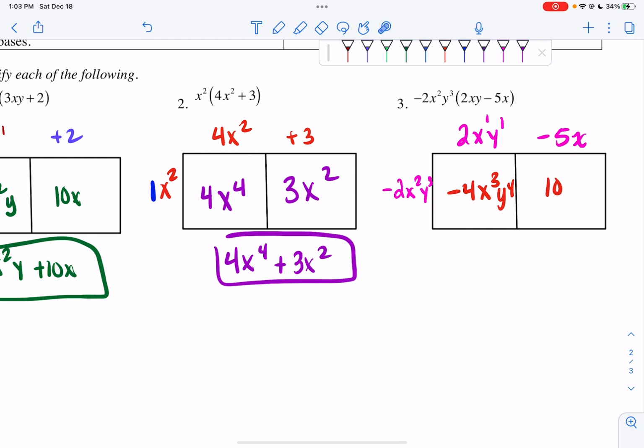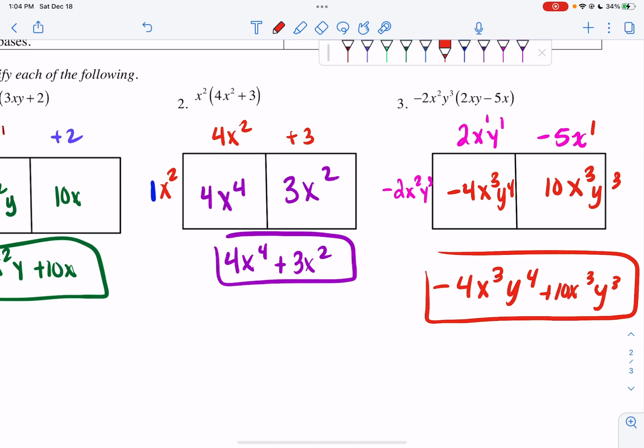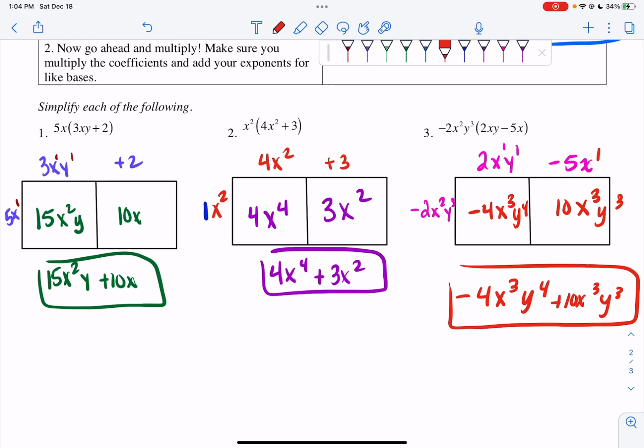X squared times x, well, 2 plus 1 is 3. And then I just bring in my y to the 3rd. So my final answer is negative 4x to the 3rd, y to the 4th, plus 10x to the 3rd, y to the 3rd. And that is how you multiply a monomial by a binomial using the area model.